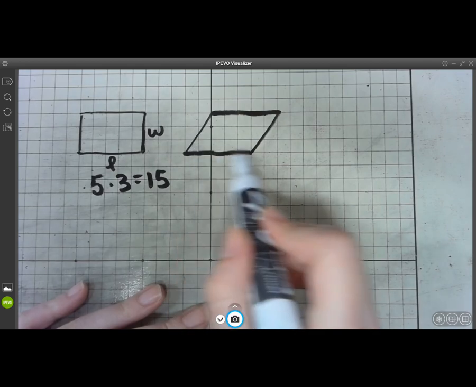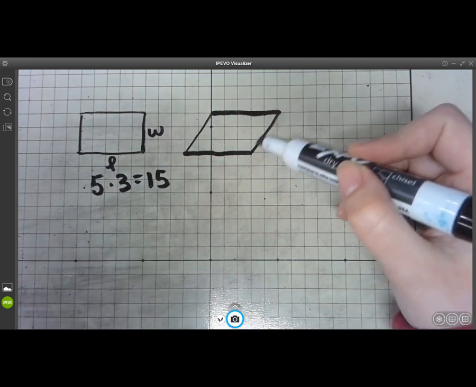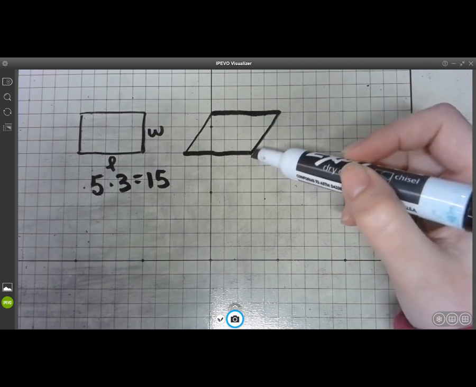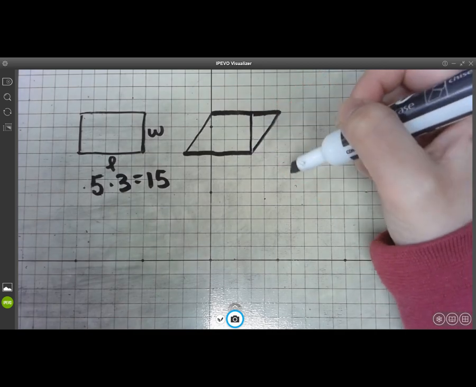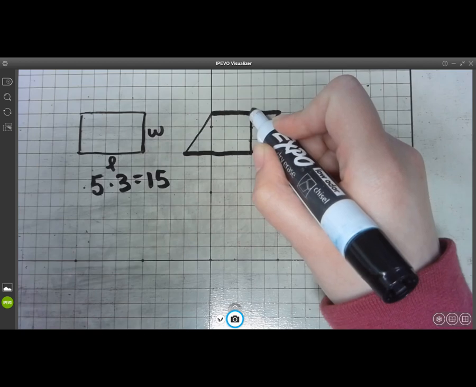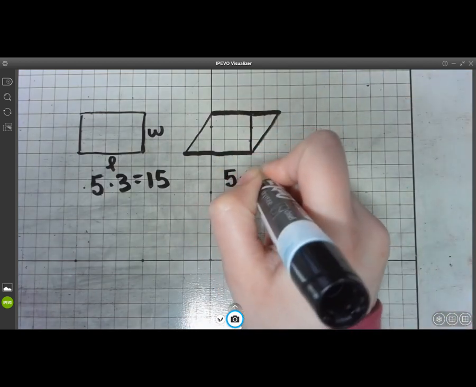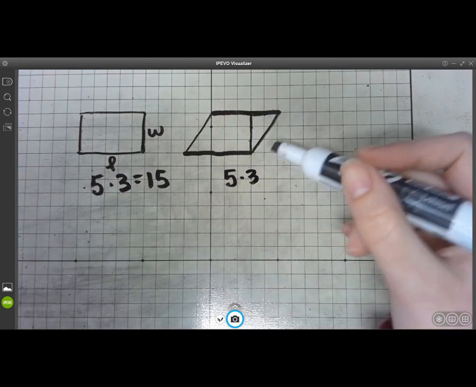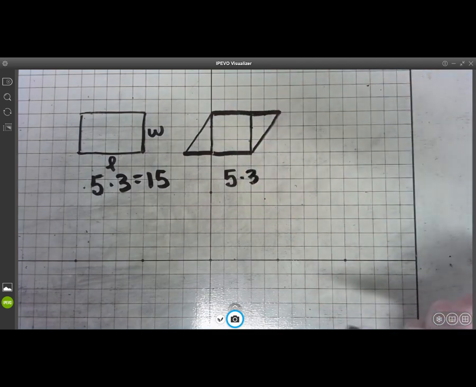It's still 5 units long, but I can't use the measurement of this slanted side because it's not the same as the height. Instead, I would use this line. I just start at the bottom and count my way up. 1, 2, 3. You may be asking, but what about this shape here? And what about this shape over here?